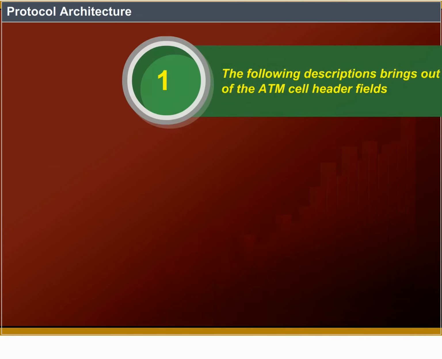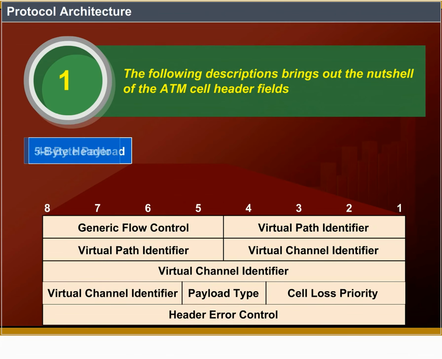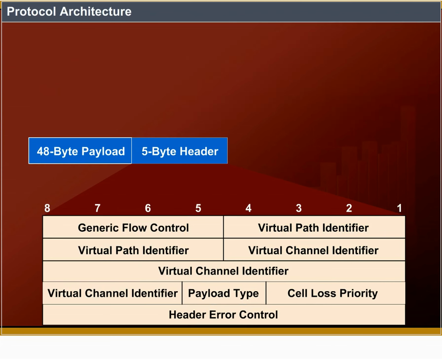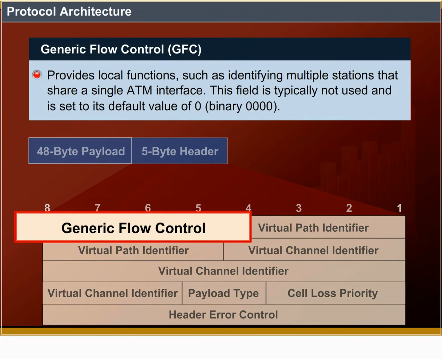Virtual Channel Identifier (VCI), in conjunction with the VPI, identifies the next destination of a cell as it passes through a series of ATM switches on the way to its destination.